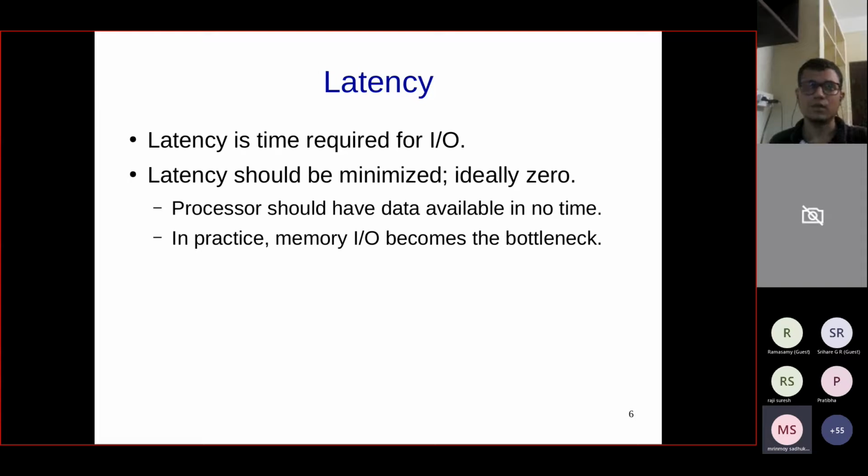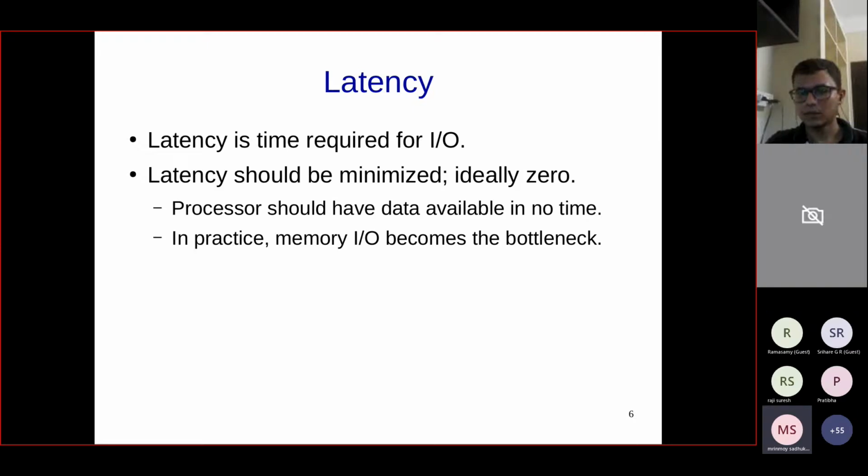For a CPU or GPU core, accessing the global memory or the DRAM of the CPU or GPU is one form of IO. So here latency is the time required for the IO. More precisely, in this context, the latency is the time taken for a read or write operation, which can be on the L1 cache, L2 cache, or the DRAM of the GPU or CPU. Ideally, we want this latency to be zero, because we don't want the core or processor to wait for the data.